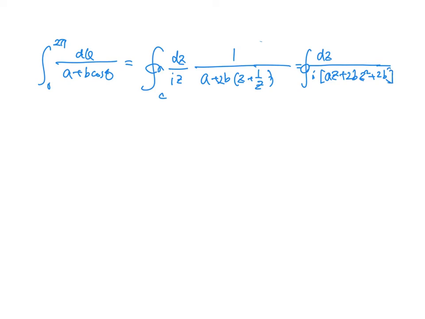Right? To be z squared. So I can put 2b out, so it becomes 2bi over 1 dz over z squared plus 2b over a.